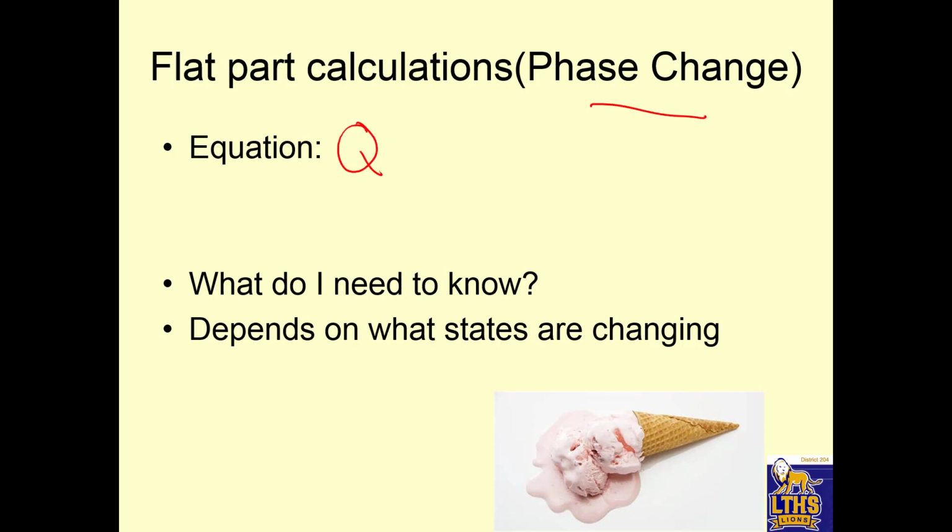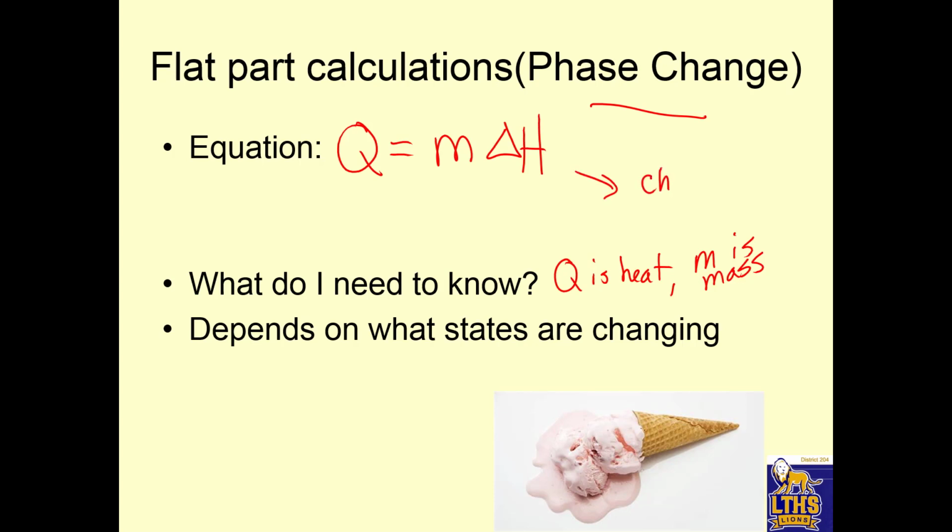So to calculate the heat, we're going to need the mass of the substance and know something about the substance. So you need to know Q is heat, and that's usually what we're looking for. We need to know M is mass. How much mass does the substance have? Because if it's a really big substance, it's going to take a lot of heat to change its phase, right? And then delta H is the heat of phase change.